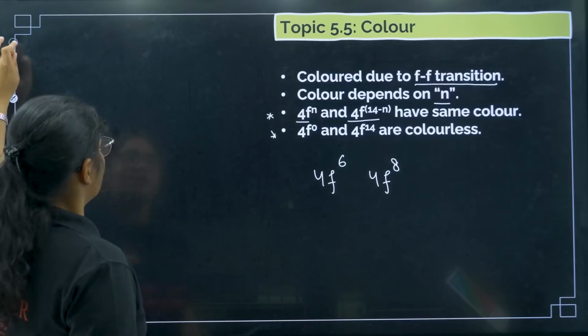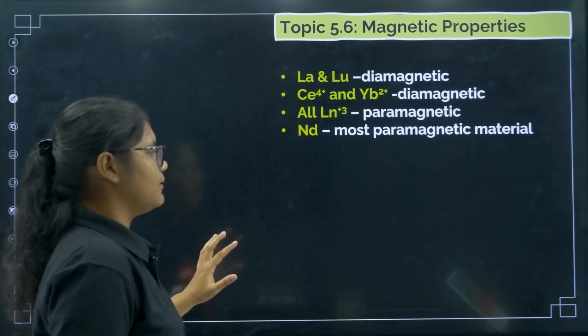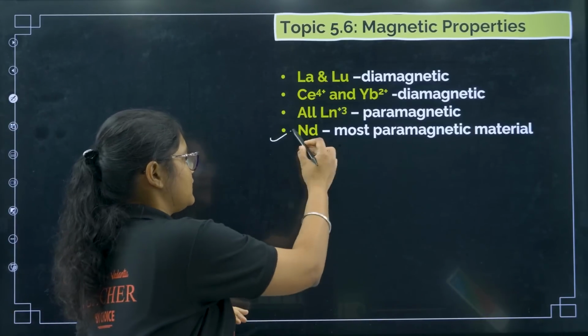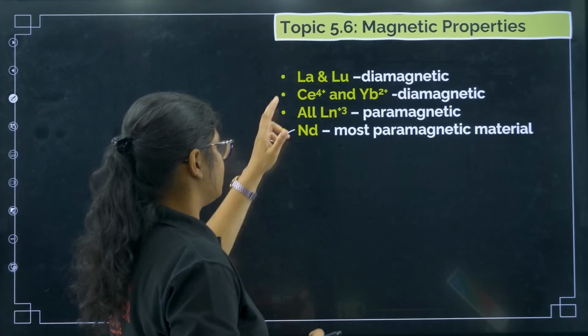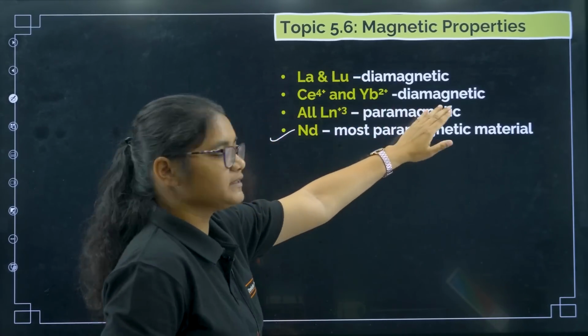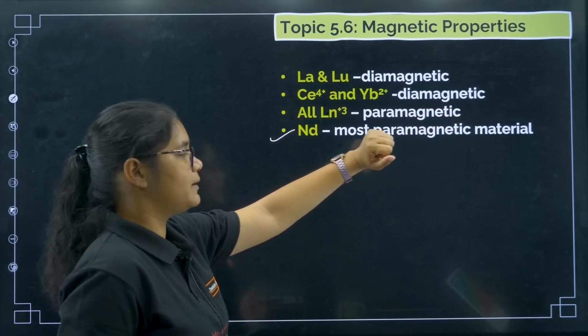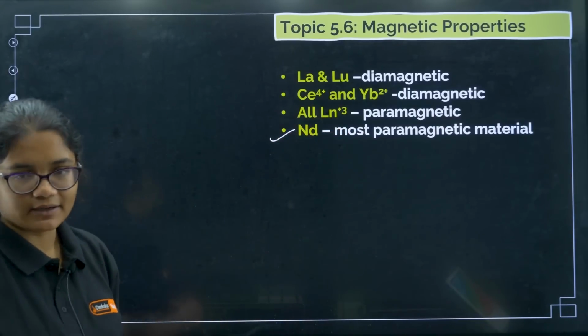Next, coming to magnetic properties. You don't have to remember anything here. The most paramagnetic material is Nd, and lanthanum and lutetium are diamagnetic. Ce +4 and Yb2+ are diamagnetic because they don't have any unpaired electron, and all other lanthanoid 3+ elements are paramagnetic.